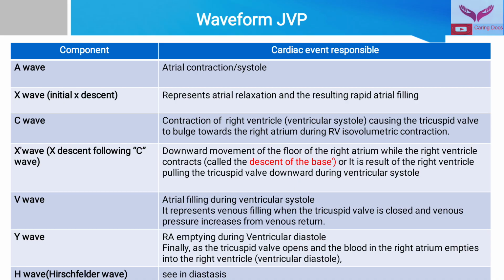The V wave is because of atrial filling during the ventricular systole, and it represents venous filling when the tricuspid valve is closed and venous pressure increases from the venous return. The Y wave is because of right atrial emptying during the ventricular diastole, and finally, as the tricuspid valve opens and the blood in the right atrium empties into the right ventricle during the ventricular diastole, we get Y wave. The H wave, also called Hirschfelder wave, is seen in diastasis.